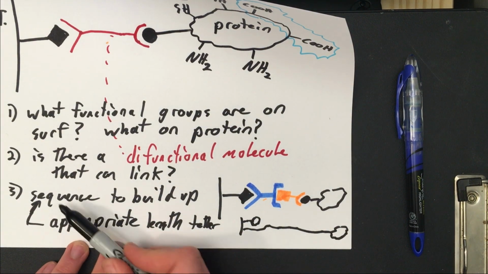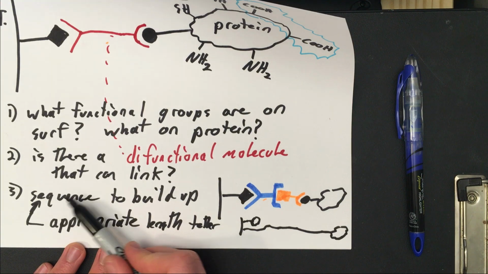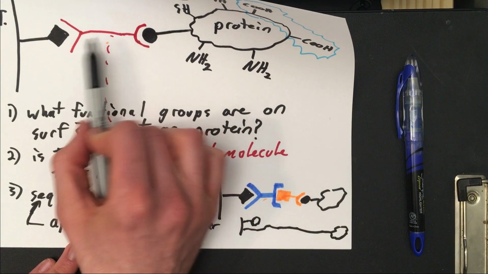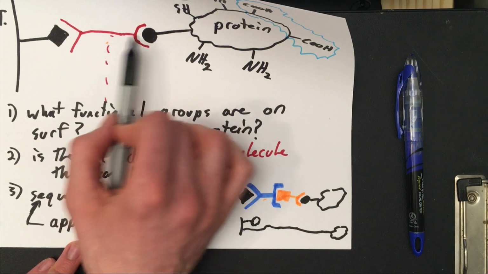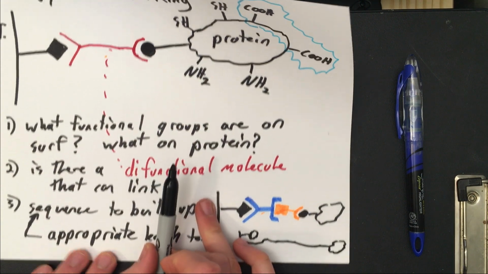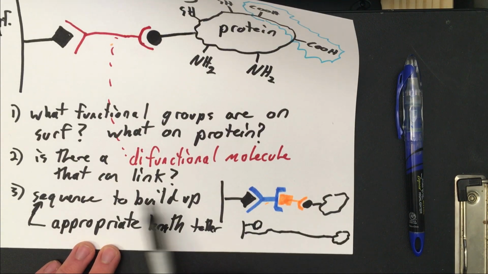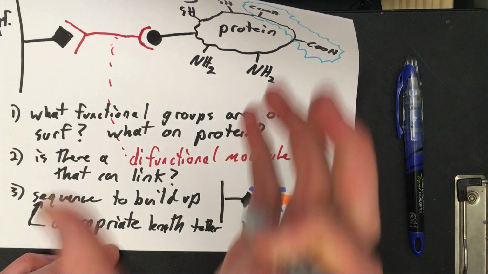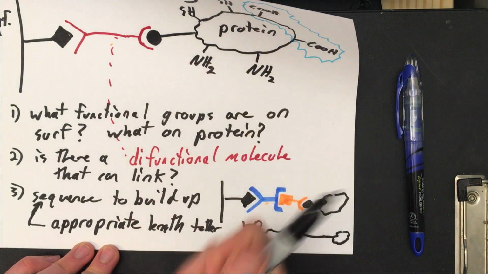So a sequence to build up to the protein could accomplish two things. One, a single molecule might not be available to serve that function. And the other thing is with a sequence we could build up a longer length to have the protein farther out, which might inhibit the protein's conformation less, as well as allow the protein to reach into the bulk fluid more.